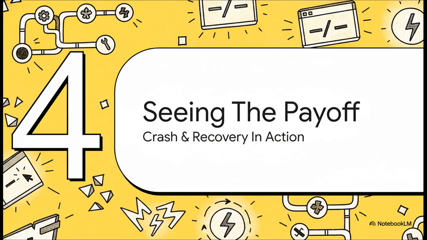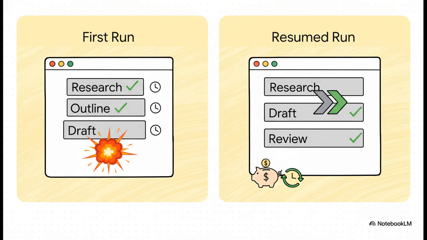So that's all the theory. Now let's actually see what this looks like in practice, right from the command line. So here's the verbose output. On the left, that first run fails at the draft step. Now look at the right. We just run the exact same command again. And dagpipe instantly skips the completed research and outline steps and picks up right where it left off. You see that? That 7.5 seconds of work from the first run, totally saved.